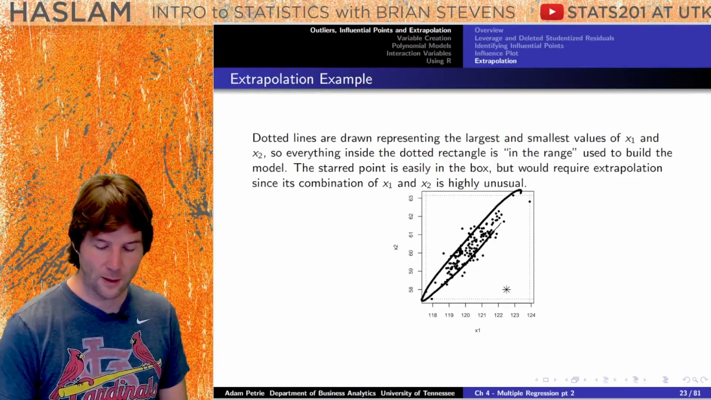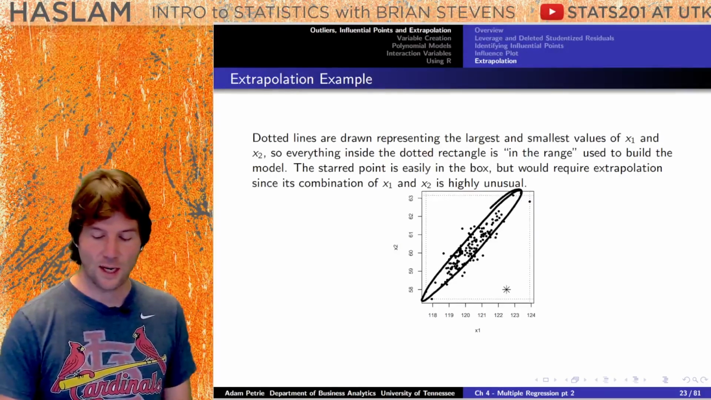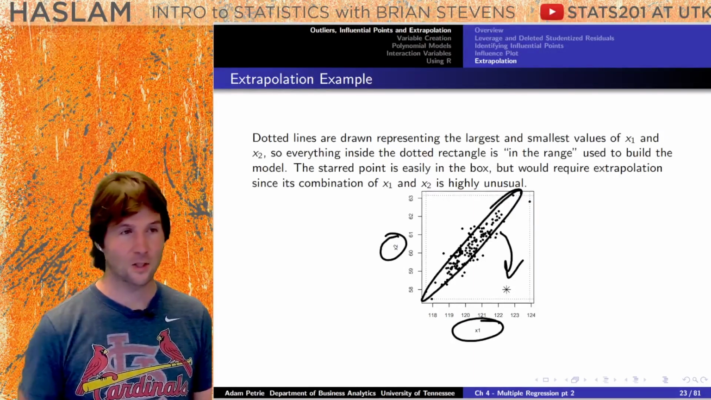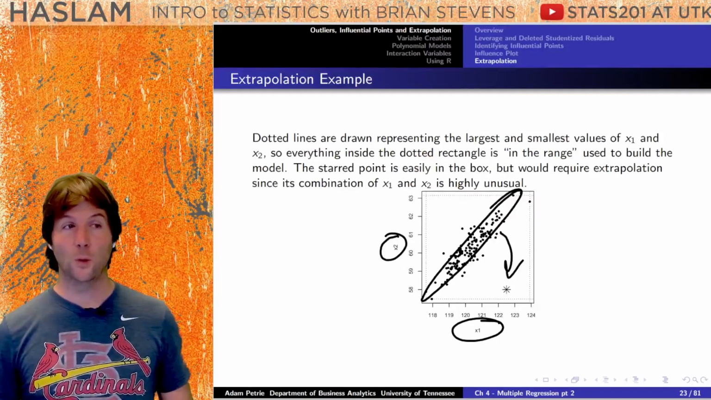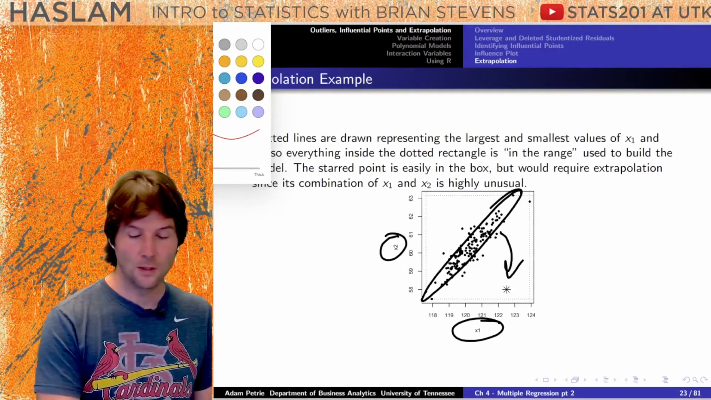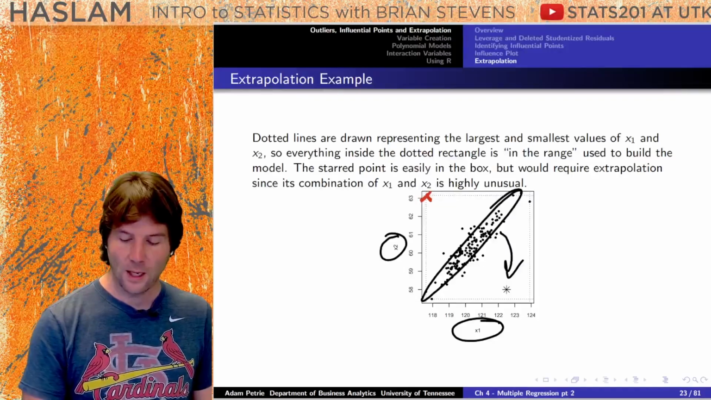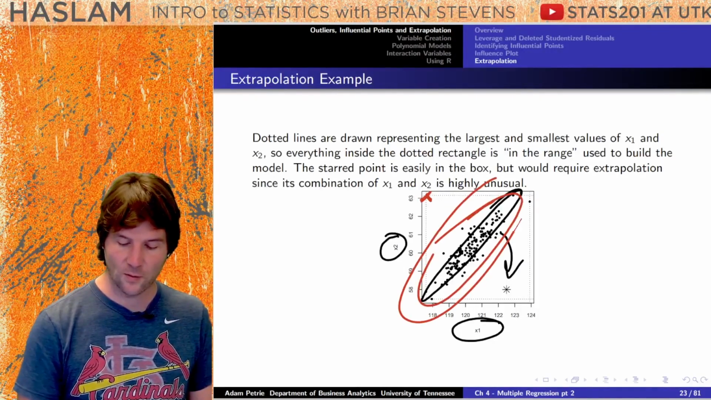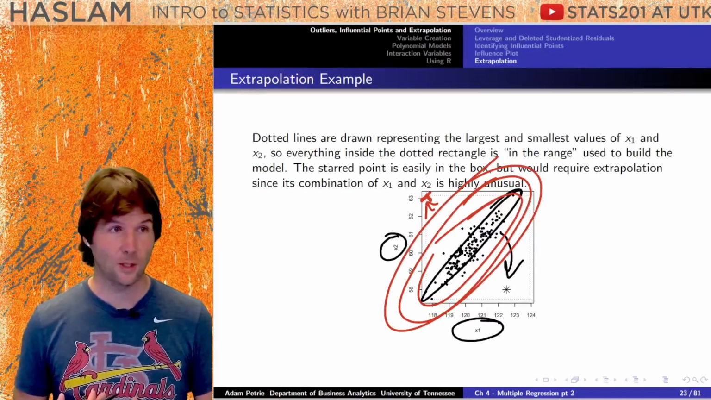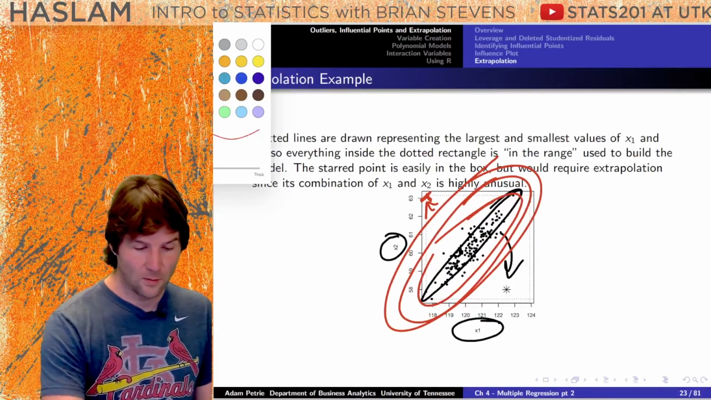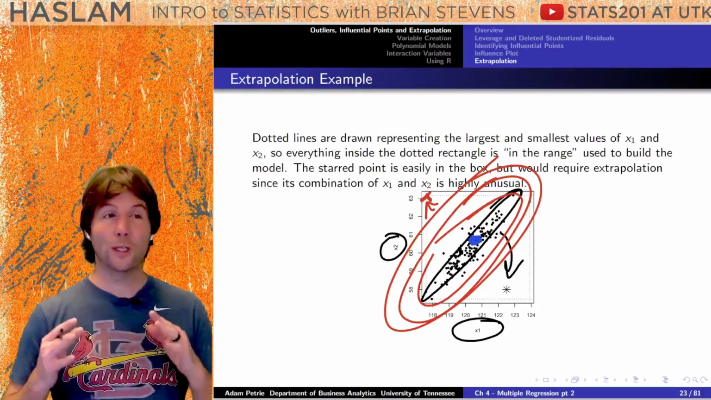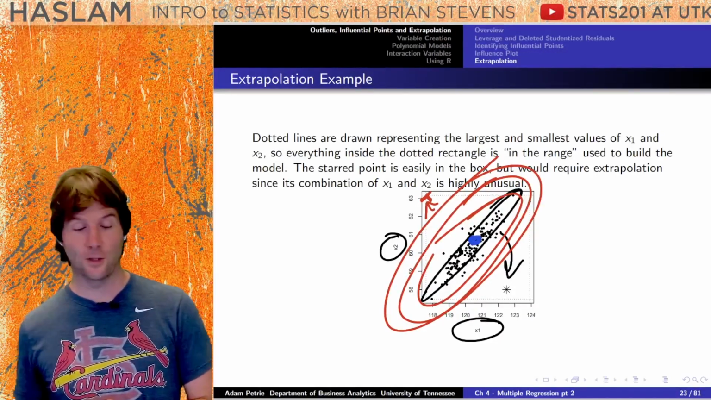Notice this is the pattern of the x's right here. So this x right here, or that dot, has an unusual combination of x1 and x2. So to predict for that, it would require the greatest degree of extrapolation. But there could be more dots, new data that's even further away. And if you think about this as a density ellipse going out further, that dot over here would require the greatest amount of extrapolation. So the further you are away from the mean of the x's, which would be right inside of here, the more extrapolating you have to do to use your model to predict.